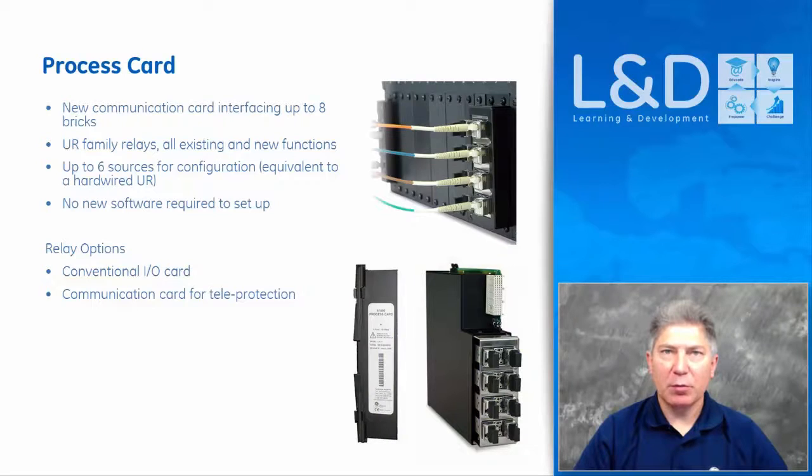Each module is capable of communicating with up to 8 bricks. UR series devices with a process card use AC signal sources in the same ways as conventional UR series relays. For a protection reference, the UR can be programmed using up to 6 sources. No new software or software modification is required. The process bus operates with other conventional I/O and inter-relay communication modules. However, there is a conflict between the process bus module and the DSP and transducer modules.